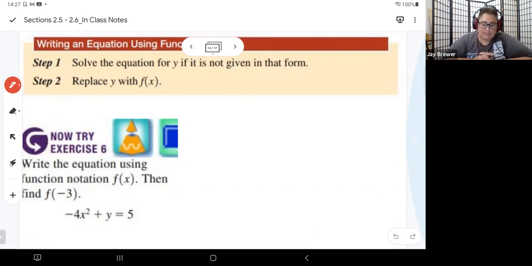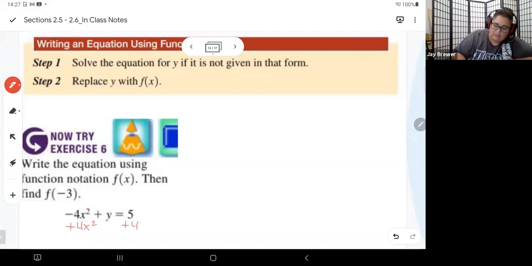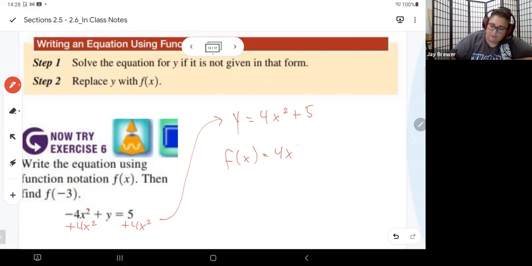This is an example of how we are going to write an equation using function notation. It says step 1, solve the equation for y if it is not given in that form. You can see we're going to have to solve for y. And then we simply replace y with f of x, and that's all we have to do. So we're going to add 4x squared, oh, I apologize, add 4x squared on both sides. So we would have y equals 4x squared plus 5. And then we're just going to replace y with f of x. So f of x equals 4x squared plus 5. All right, that part is done.